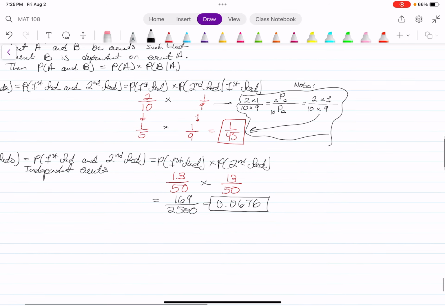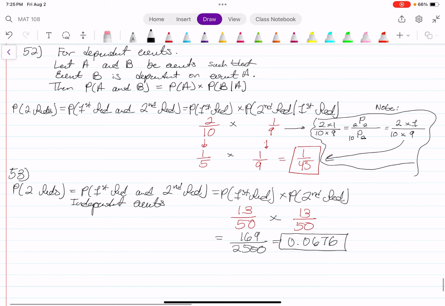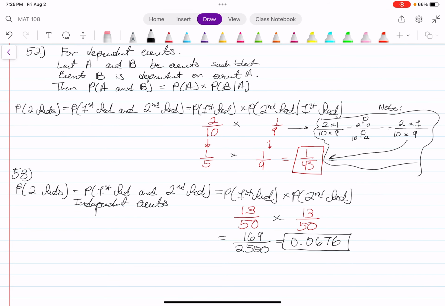All right. So hopefully you see the difference between independent and dependent events and how the word replacement and non-replacement affects the quality of the problem.